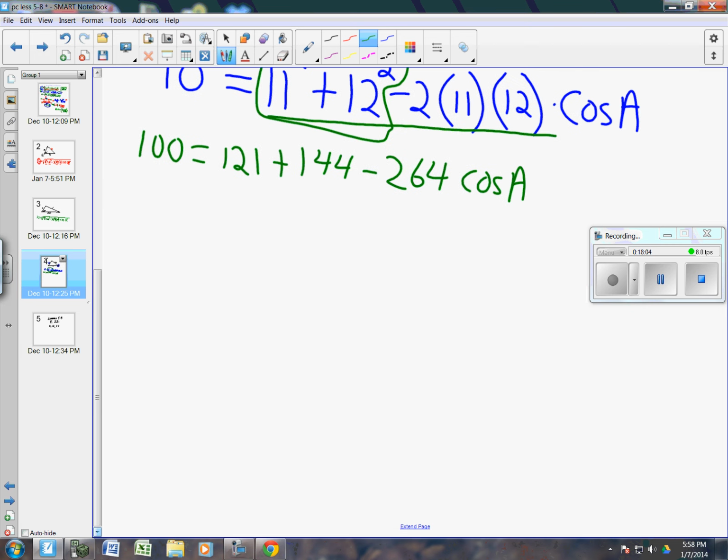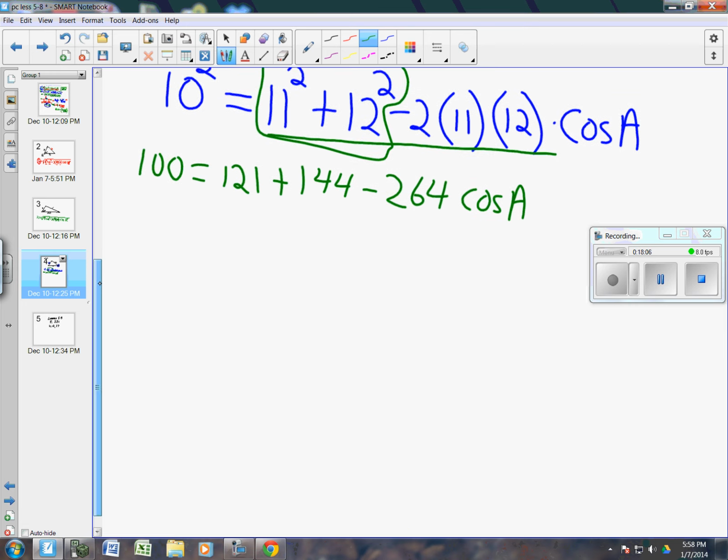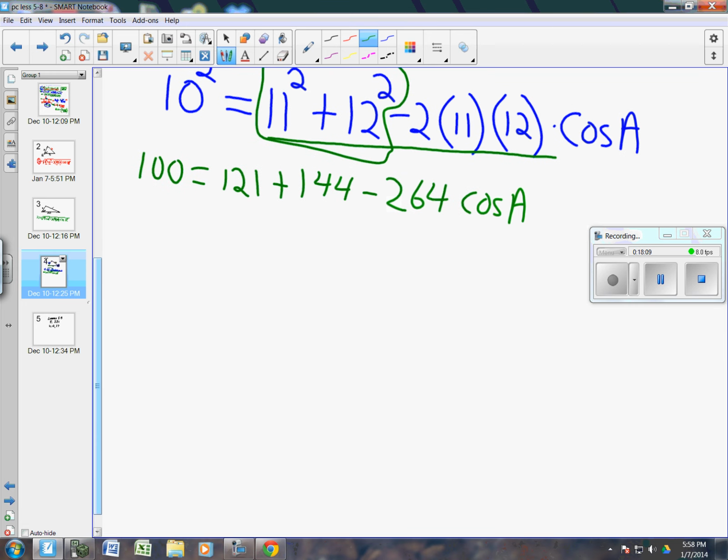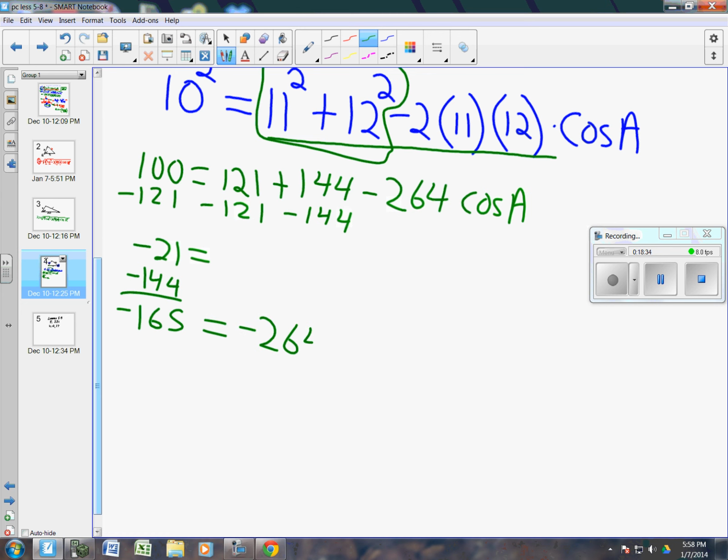So I'm going to move this up a little bit. We're going to go 100 minus 121. Okay, we are going to get a negative 21. And then we're also going to minus 144 from that. 144. We're going to get negative 165. So we have negative 165 equals negative 264 times the cosine of A.